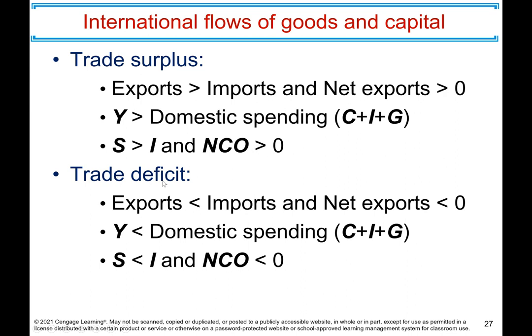Trade deficit. A trade deficit results when exports are less than imports and net exports are negative. Y is less than domestic spending, which is C plus I plus G. S is less than I, and NCO is negative.